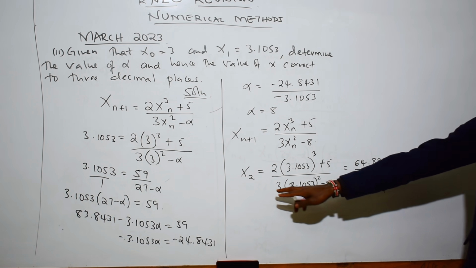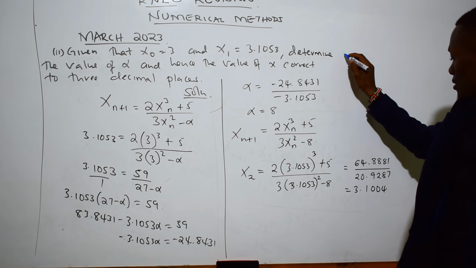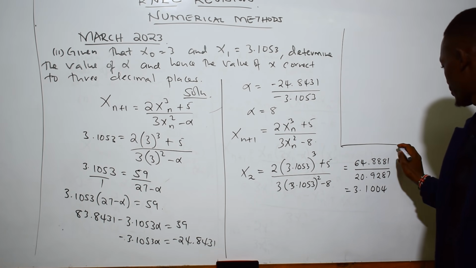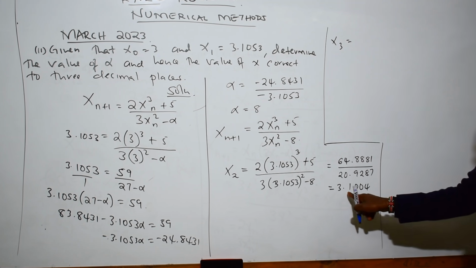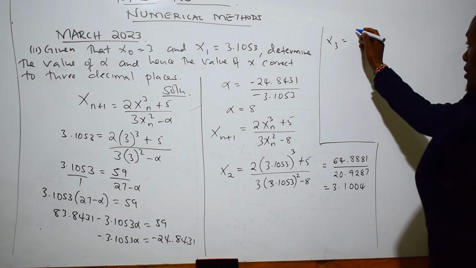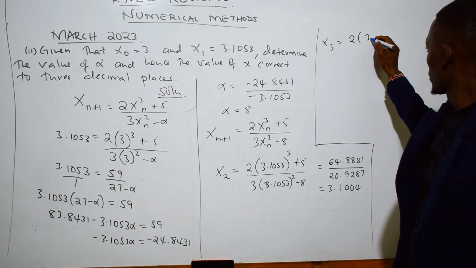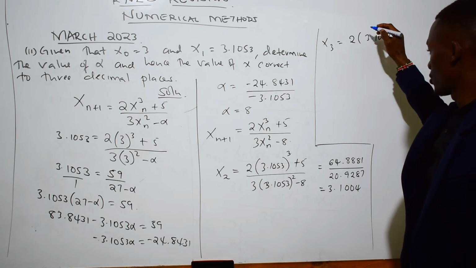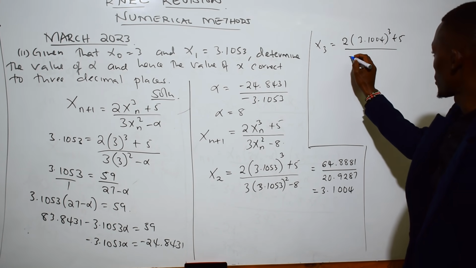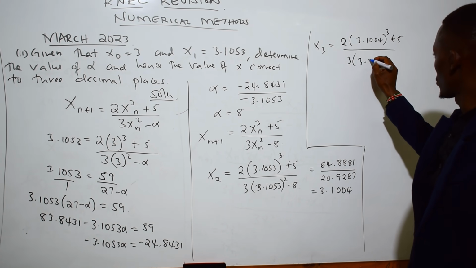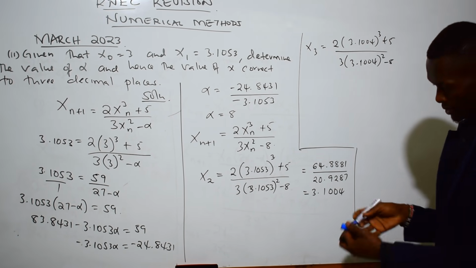So we can check the last term and see that one gives us an answer. Let's check now our x3. So our x3, replace the value of x2. So we shall have 3.1004. Then you cube that, then plus 5, then all over 3, then 3.1004, then you square that, then you subtract 8.